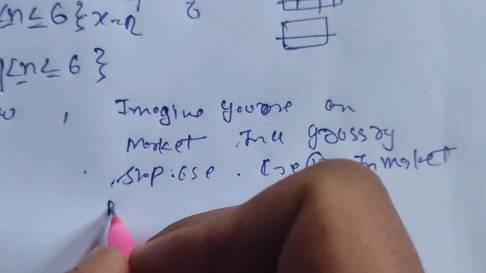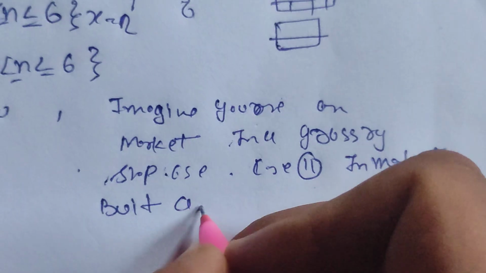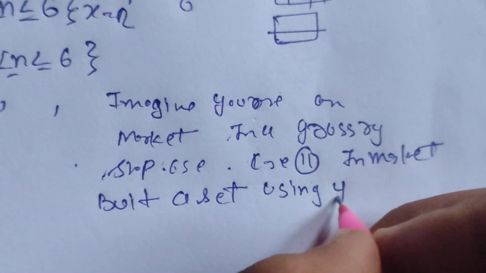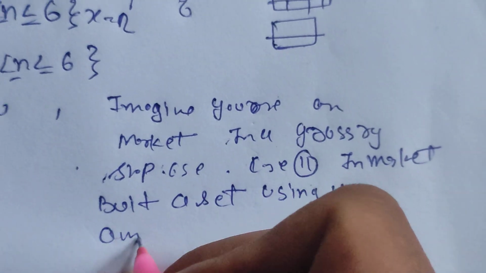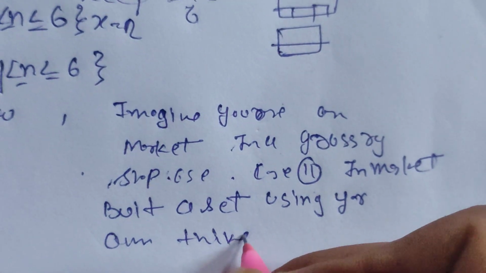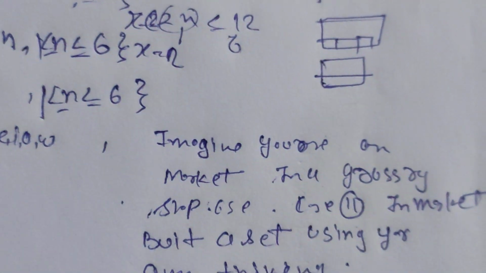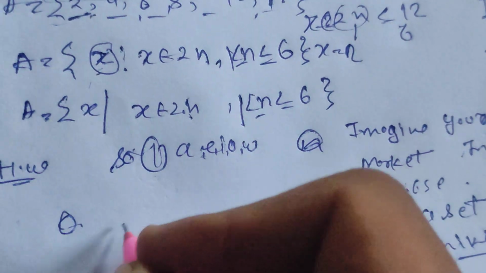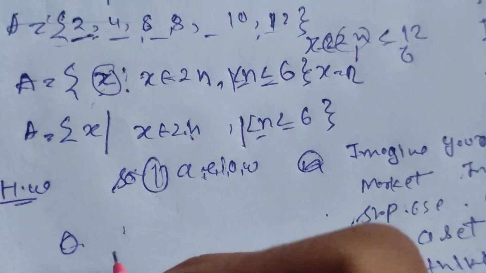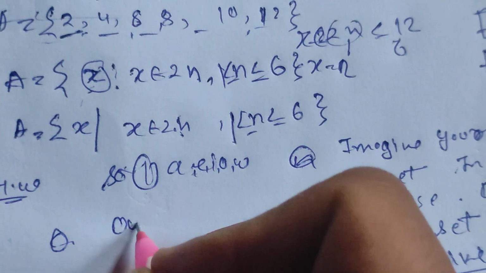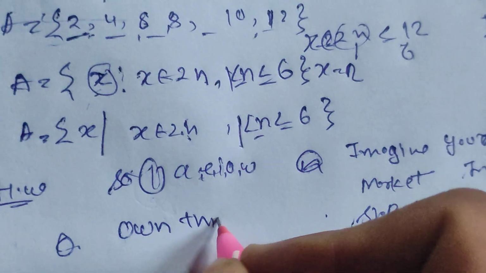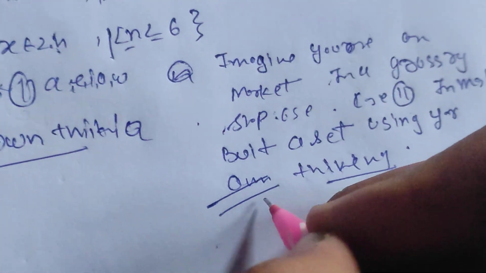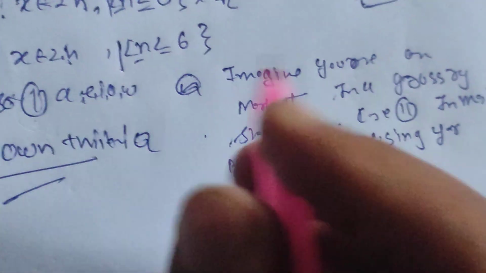So build a set using your own thinking, beyond your question. And the second question I gave you, if you understand, using your surroundings, build your own thinking question. It is the same part, but you must do this question in any way possible.